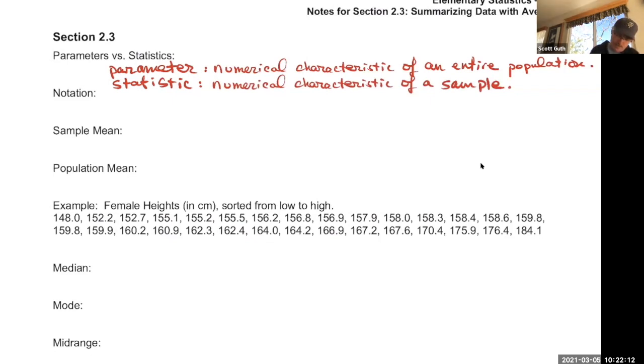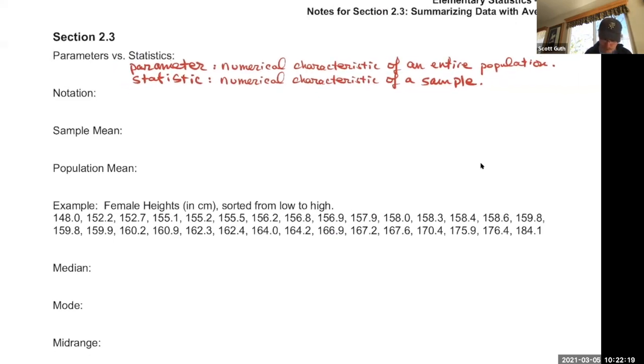Okay, so every statistic that we compute also has a parameter that goes with it. And again, the statistic is the estimate of the parameter. The statistic comes from a sample, and it's used to estimate the parameter from a whole population. Okay, so then under notation, little n is going to be sample size. Big N is going to be a population size when finite.